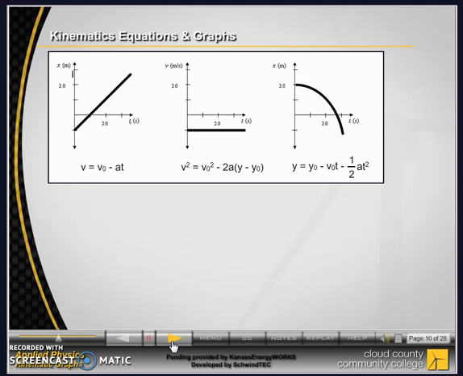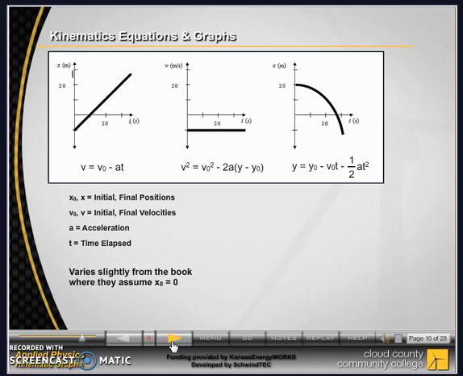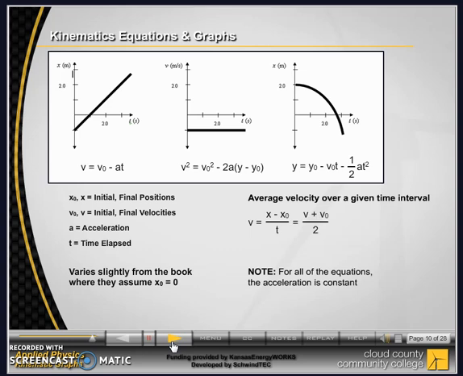The three Newton's kinematics equations are shown here, where x sub 0 and x equal initial and final positions, v sub 0 and v equal initial and final velocities, a equals acceleration, and t equals time elapsed. This notation varies slightly from the book, where they assume x sub 0 equals 0. The average velocity over a given time interval is as follows. Note, for all of the equations, the acceleration is constant.